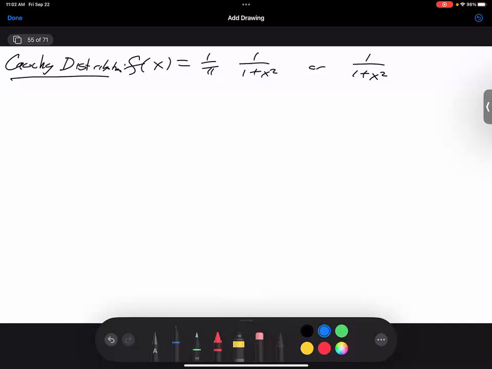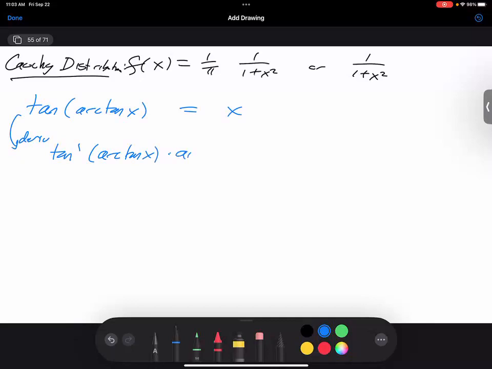Now, imagine you are divinely inspired and you decide, I've always wondered what is the tangent of the arctangent of x. Anybody tell me what the tangent of the arctangent of x is? X, right? This is an English proof. I'm taking the tangent of a number whose tangent is x. Oh, okay, I get back x. So now let's take derivatives. This is going to be tangent prime at arctangent of x times arctangent prime of x, and the derivative of x is just 1.